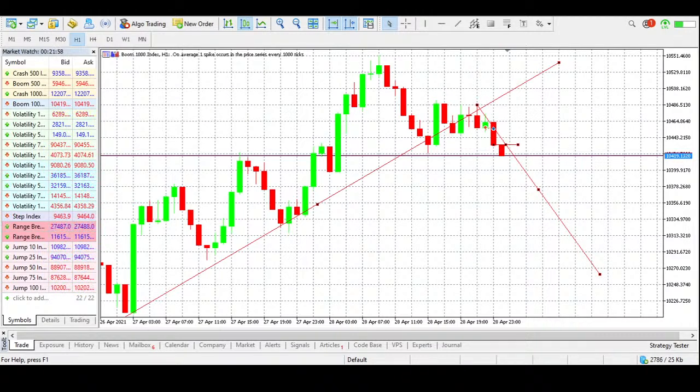Okay, Nasib said it won't hit the sell limit. I know it's going down. Yeah, at this point it looks like it's going to go down for a long time.